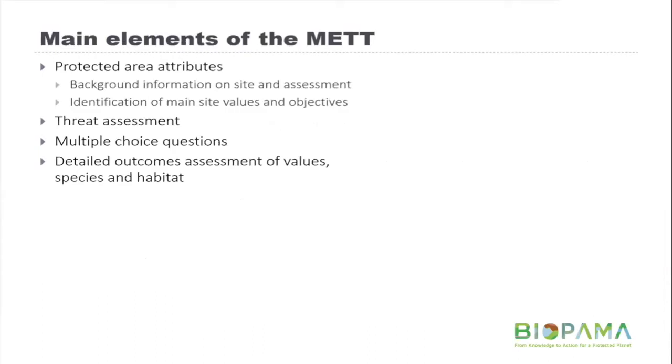So it has additional spreadsheets for the protected attributes. Originally, in the beginning, you provide background information on the site and the assessment, who's doing it, dates, and so on. Also, identification of main site values and objectives, very important. Why is this place important? What are the objectives? Then the threat assessment, as I mentioned before.